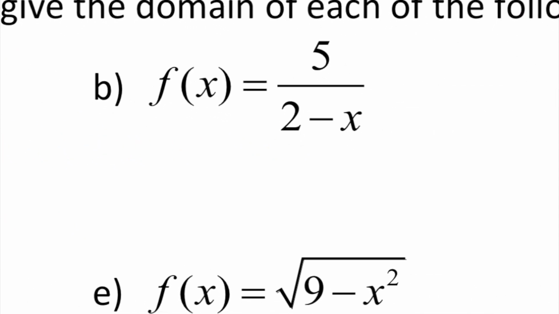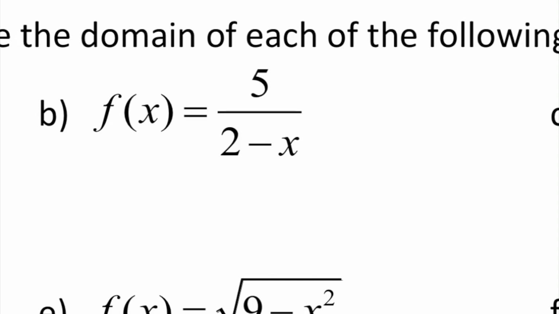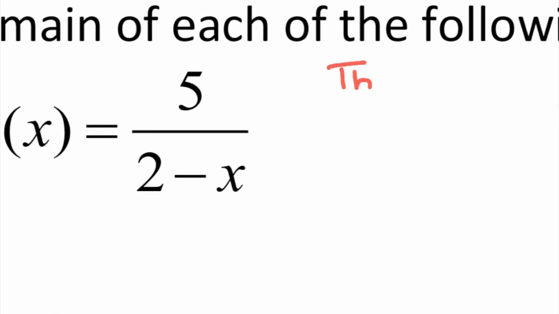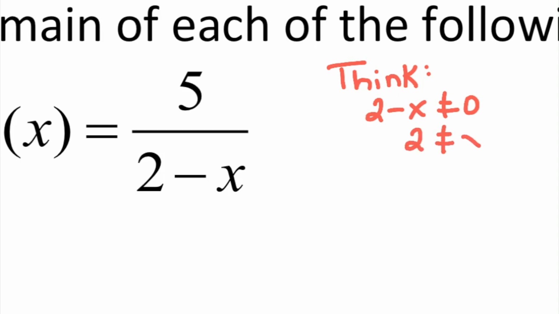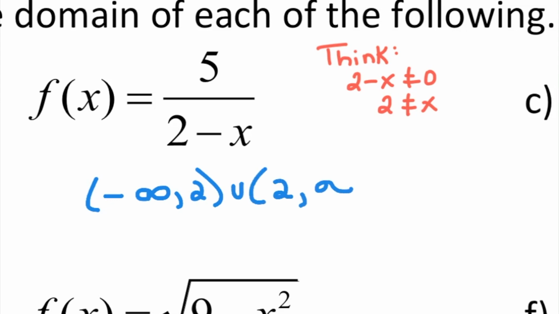But in part B, your function here has a denominator, and so you want to think to yourself, well, I can't have a denominator equal to 0, so 2 minus x cannot be equal to 0, which means that 2 cannot be equal to x. I just solved that equation. And so my domain would be all numbers except for the value x equals positive 2. So negative infinity to positive 2, and then positive 2 to positive infinity.